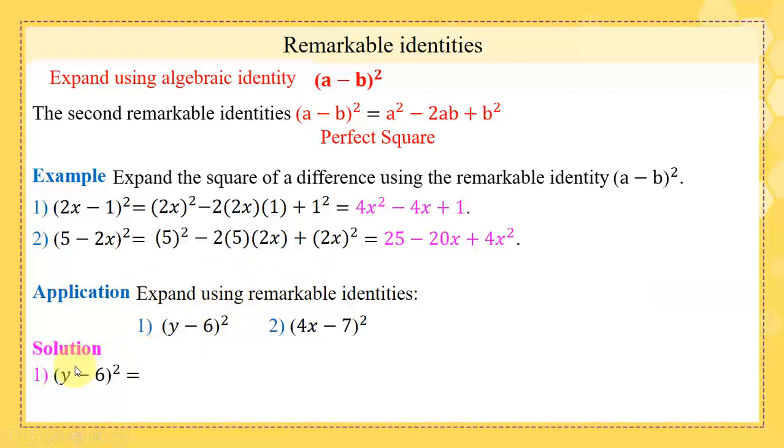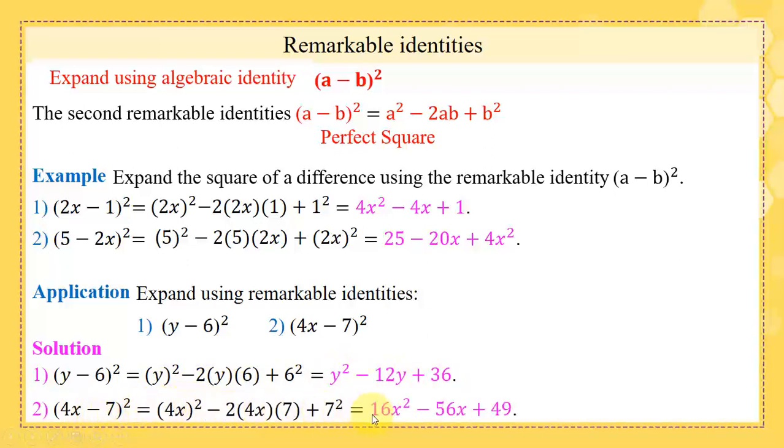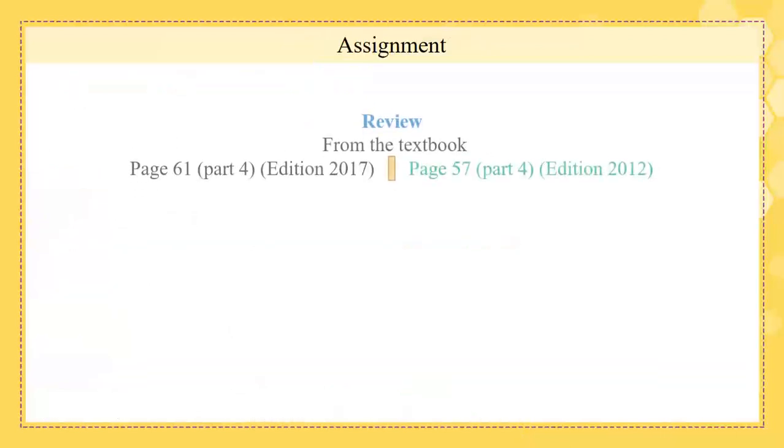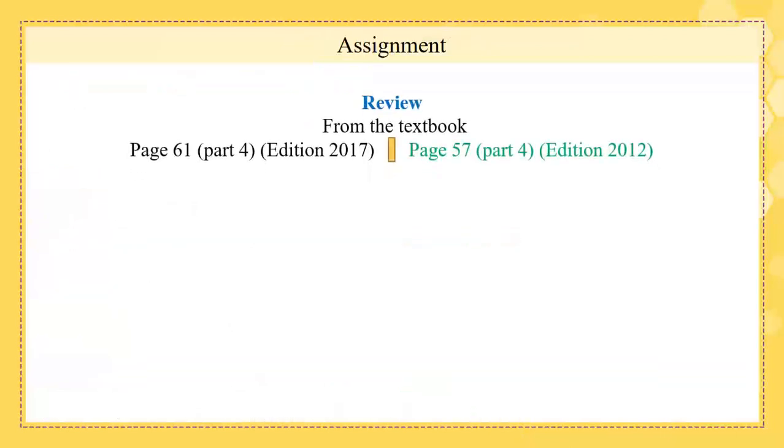Here is the solution. y minus 6 squared, we apply a minus b squared, so we get y squared minus 12y plus 36. For 4x minus 7 squared, we apply a minus b squared to get 16x squared minus 56x plus 49. Assignment: please review from the textbook the following page.